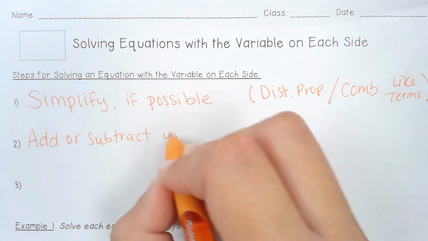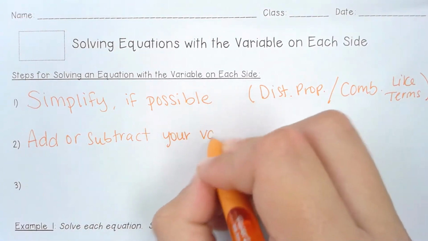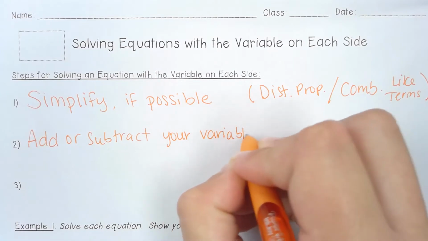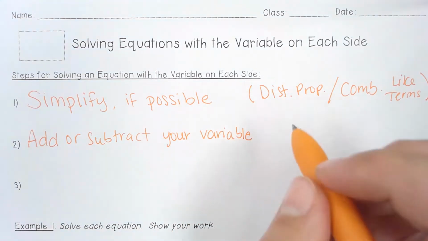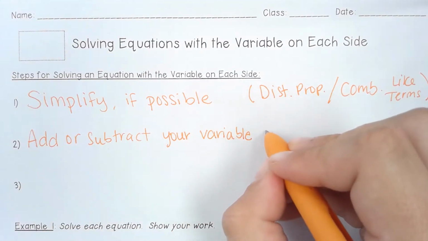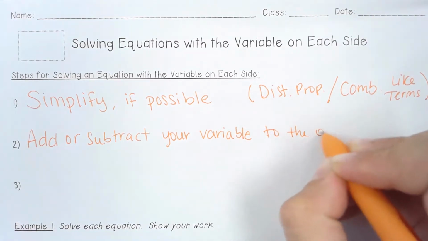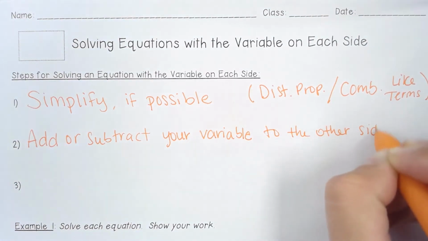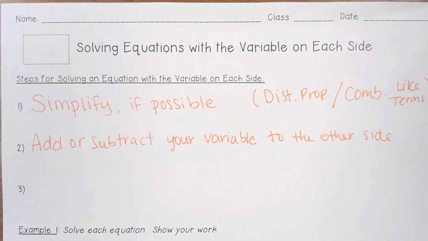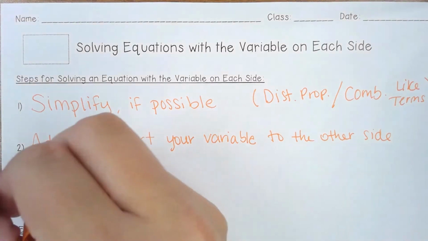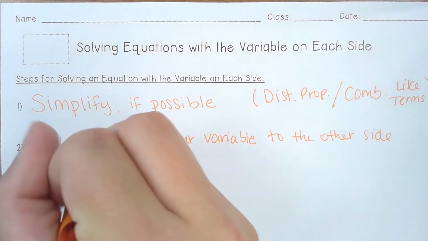Your x term, so your variable, to the other side. So you're going to move all of your variables to one side, and then you would move all of your constants to the other side, and then you would just continue to solve.